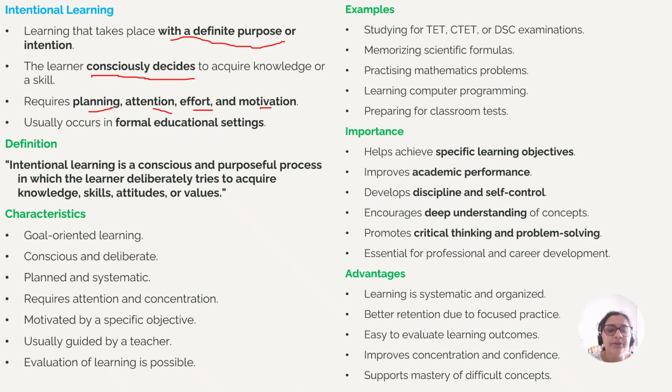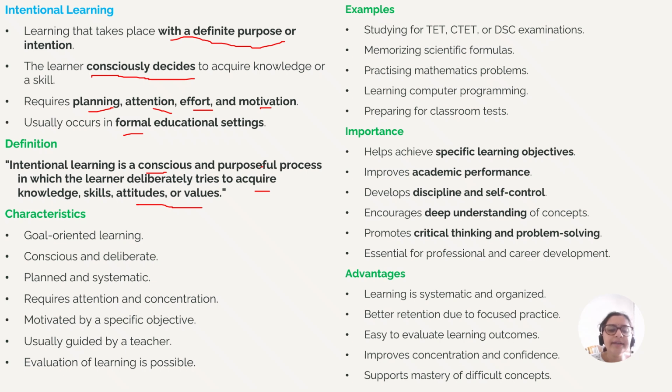It occurs during a formal educational setting. So this type of learning is goal oriented. It has a specific purpose and it is done consciously. The best example of intentional learning is classroom learning. There is a proper curriculum, syllabus, and every unit is allotted a specific time period. So it is formal education. Intentional learning is a conscious and purposeful process in which the learner deliberately tries to acquire knowledge, skills, attitudes, and values.